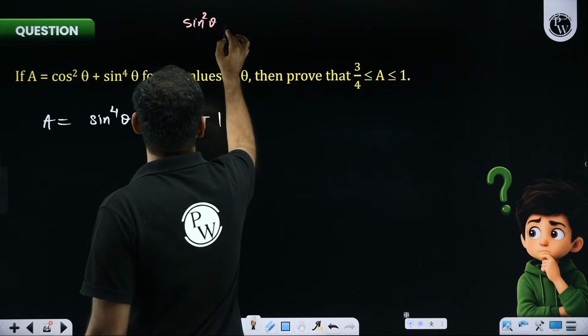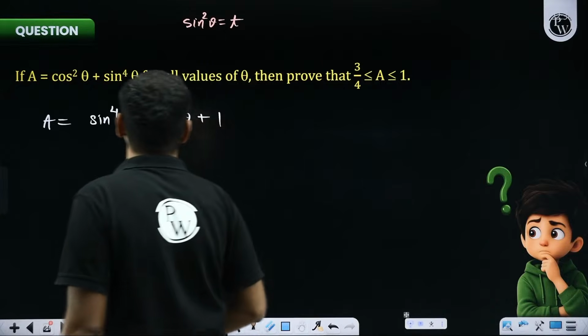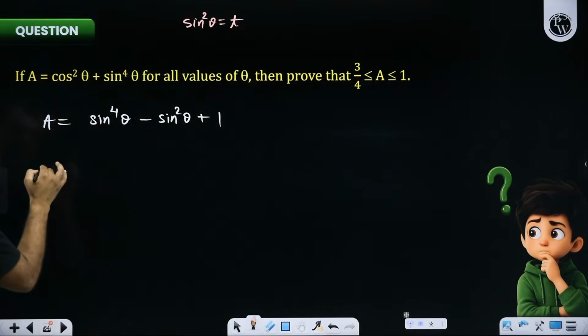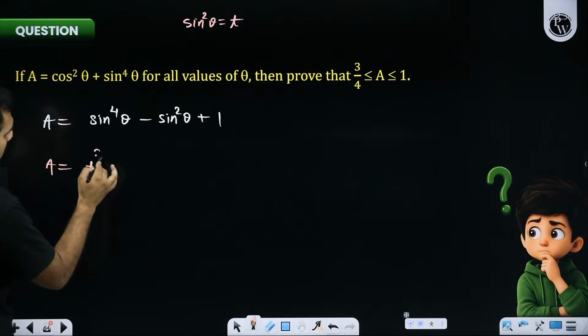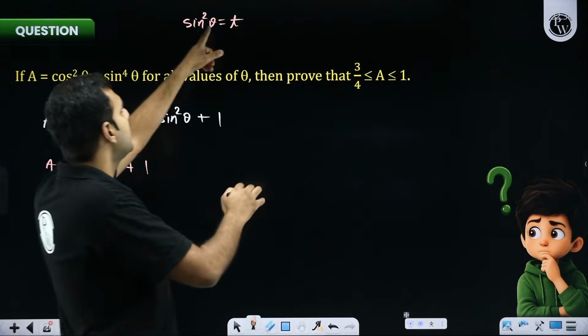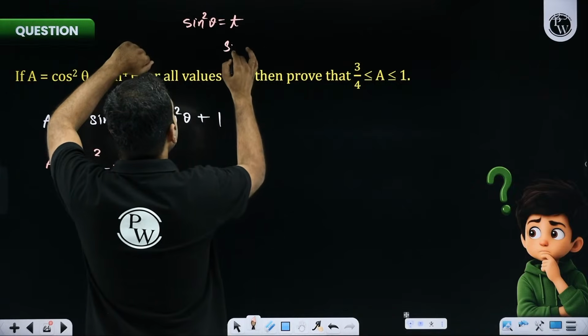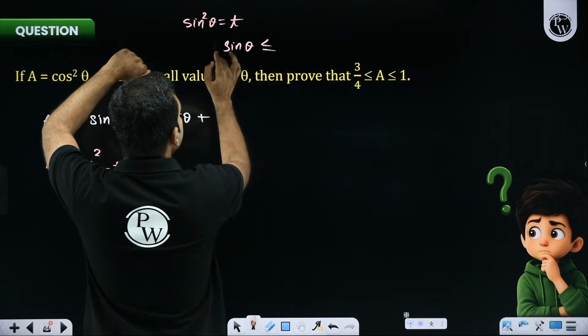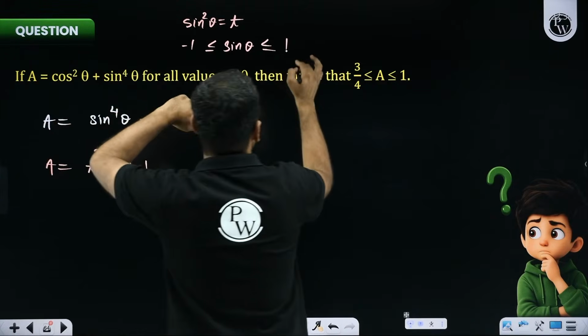Now what I do next is, for a while, just to save my efforts, let's say sine square theta I take as t, if you are comfortable. So A now becomes t square minus t plus 1. Everyone comfortable? So when I take sine square theta as t, we know sine theta clearly lies between minus 1 and 1. We have done it.